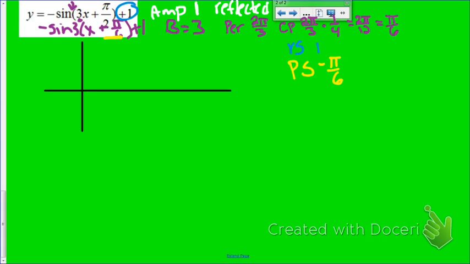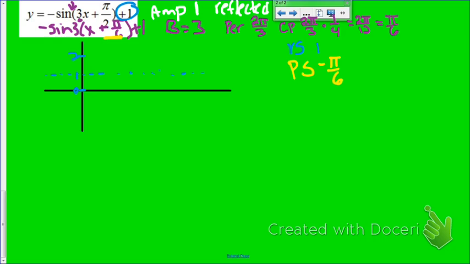So I'm going to mark my y-axis. First thing I'm going to mark is my vertical shift, which is 1. Then from 1, I'm going to go up by my amplitude. My amplitude is 1, so my highest point will be 2. My lowest point is actually going to be on the x-axis, so it's actually going to be 0.